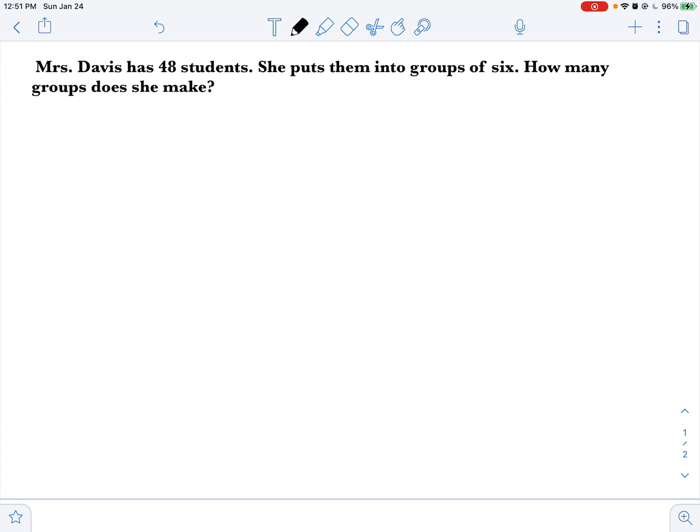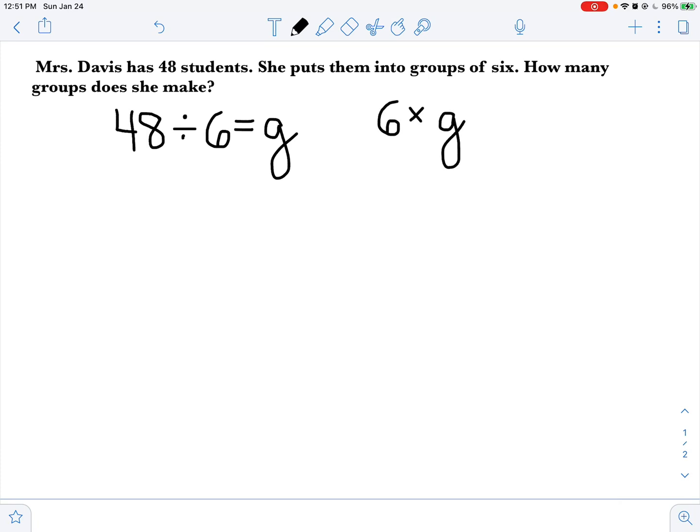So I can write it out in a couple of ways. I know if I have 48 students being put into groups of 6, it's going to be a division problem. And I'm going to find out how many groups. So again, I'm going to use a G just like I did on Tuesday. Or I could say, okay, I've got groups of 6 students, but we don't know how many groups. But I do know I've got a total of 48 students. So I can set up my problem either way here. And then I can write my G equals to get ready to tell me what G equals once I solve.